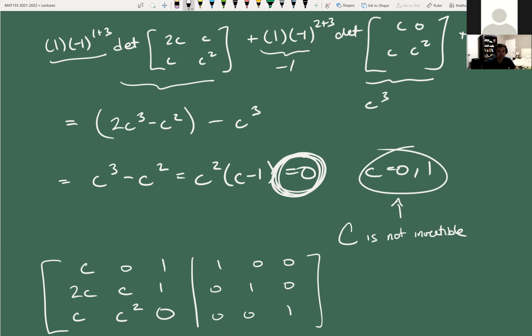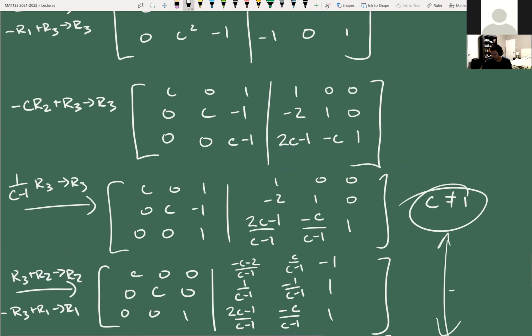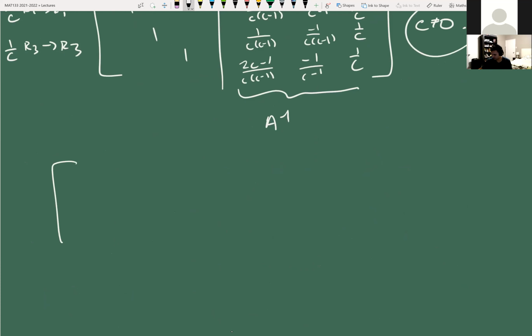It depends on what you mean. If I just give you a matrix and there's no variable, then no. But it very much is going to depend on the matrix. So for example, if I give you this matrix, this is invertible for all C, right? Because what's the determinant of this matrix?